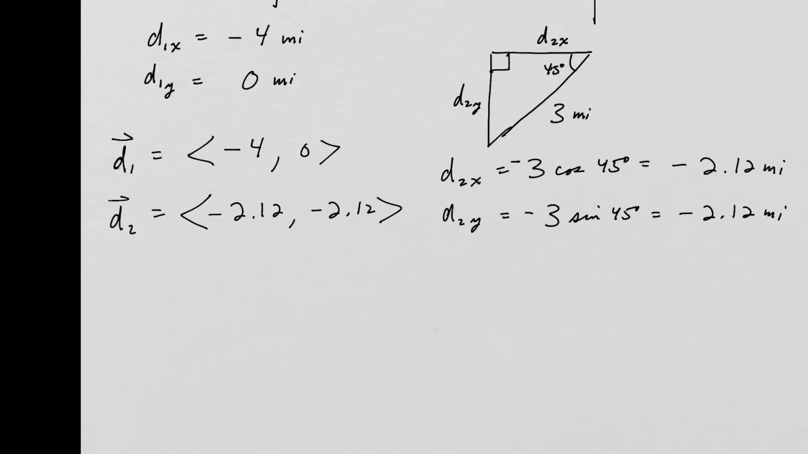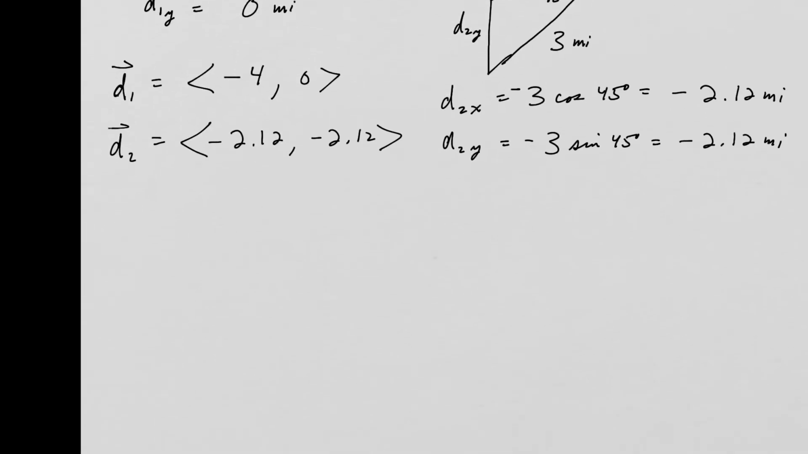Okay, well, I want the net displacement, so I need to add those two together. I'll call it D net. It's like my resultant. I usually call it resultant, but I'm going to call it the net displacement in this case. So this is D1 plus D2.